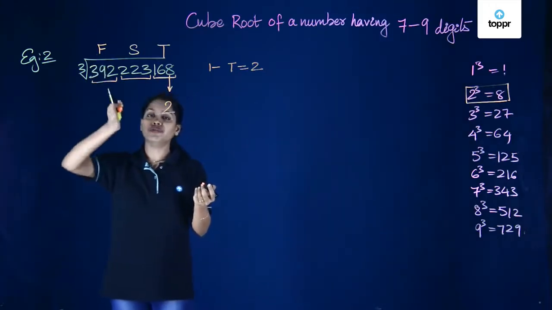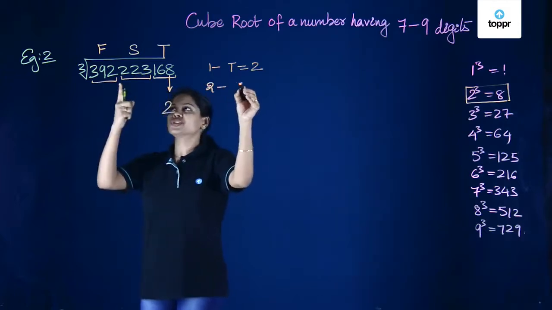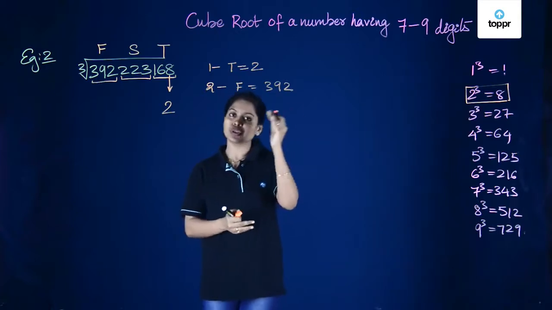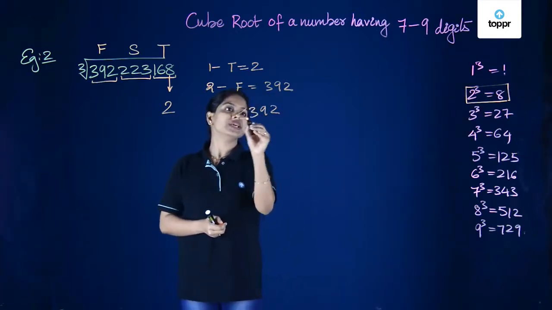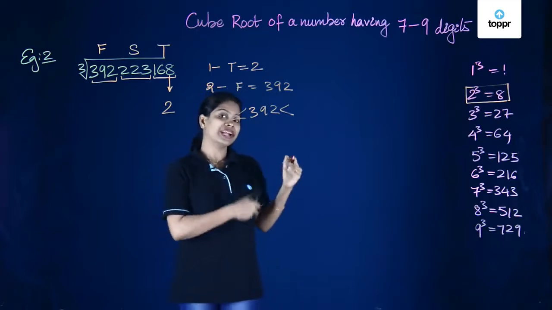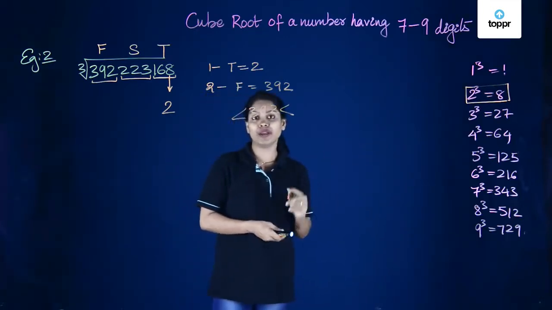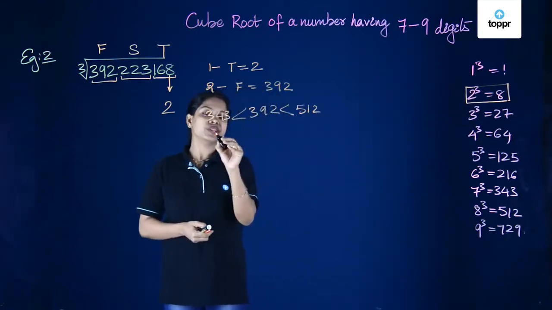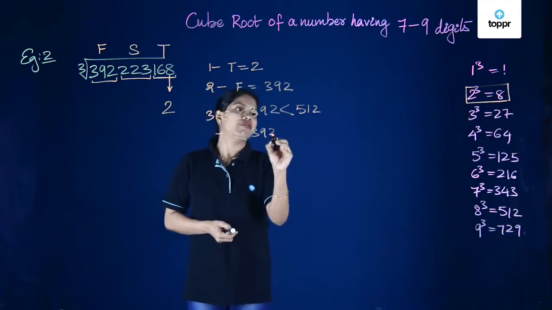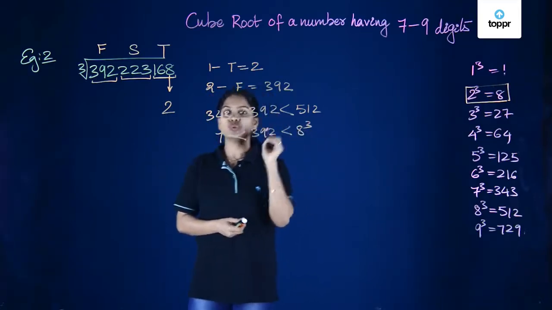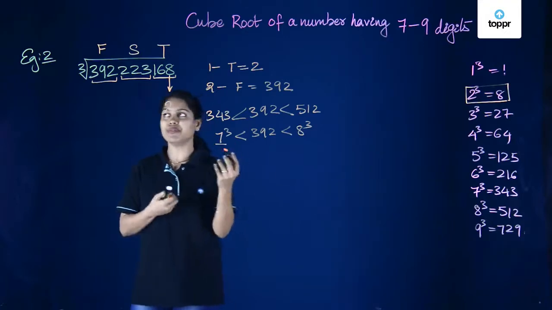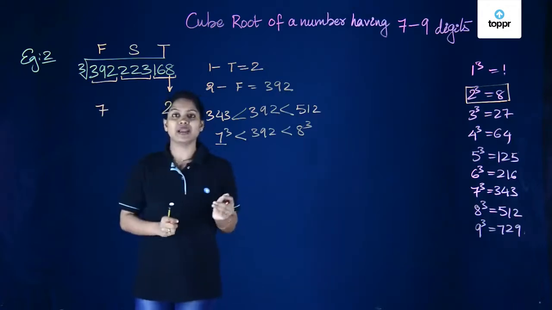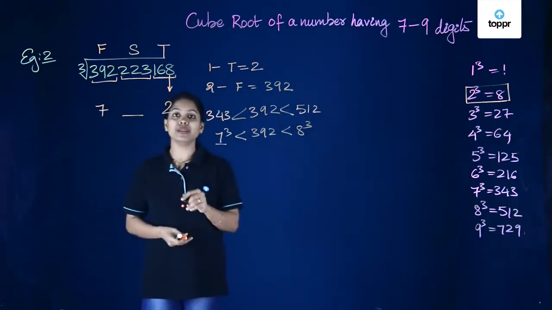Now we'll move on to find the first digit. For that we look at the first triplet, that is 392, and we look for perfect cubes between which 392 lies. If you look at the list, it lies between 343 and 512. 343 is 7 cube and 512 is 8 cube. So we choose the smaller number, 7. So here f is equal to 7. Now we're done with the first and the third digit. We will now proceed to find the second digit.